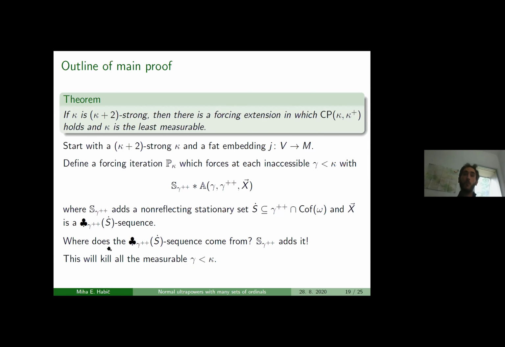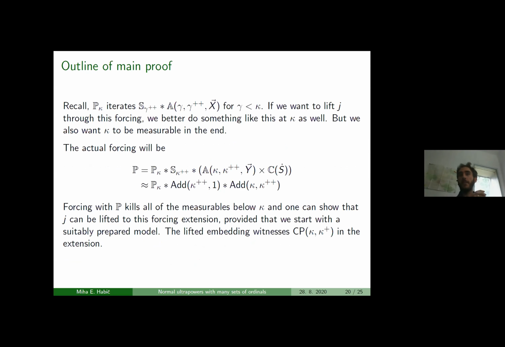You might ask, where does this club sequence come from? And you can show that this non-reflecting stationary set forcing just adds a club sequence like this. It's not very hard. If you've ever shown that adding a Cohen subset to omega 1 adds a diamond sequence, this is very similar. Right? It goes in very much the same outline. All right, so this iteration up to kappa is going to kill all the measurables below kappa by design. Okay, so now we need to do something at kappa.